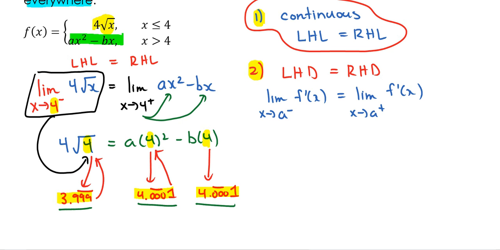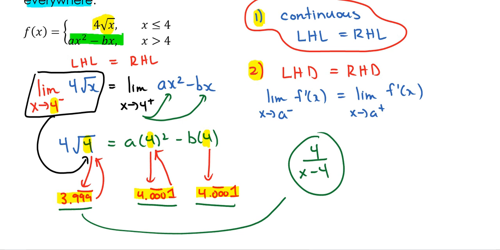In fact, if you are given a rational equation, if I give you something like 4 over x minus 4, this is a function where you have a vertical asymptote, then you want to use values like 3.9999. But in this question, since we have no vertical asymptotes, we can just use the integer values.